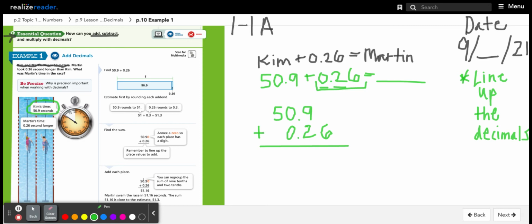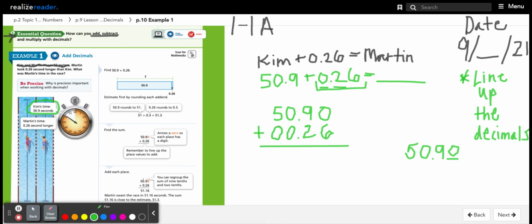But now I have to fill in these blanks because I have a 6 here and I have a 6 with nothing on top of it. Well, what am I going to add with that 6? What number can I add to the end of 50.9 that isn't going to change the value there? I can add a 0, and it's like a placeholder. It doesn't change the value. I can also add a 0 in this tens place, and it doesn't change the value. So now I have all of my place values filled in. I don't have any blanks.